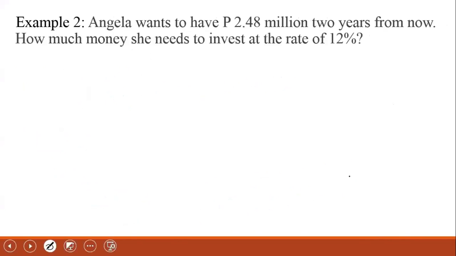Another example. Angela wants to have 2.48 million pesos 2 years from now. So, paano mo ma-accumulate yung 2.48 million 2 years from now? So, how much money she needs to invest at the rate of 12%? Okay, so magkano yung kailangan niyang i-invest para ma-accumulate niya yung 2.48 million pesos after 2 years. Okay? With the rate of 12%. Ayun. So, paano? How is it?